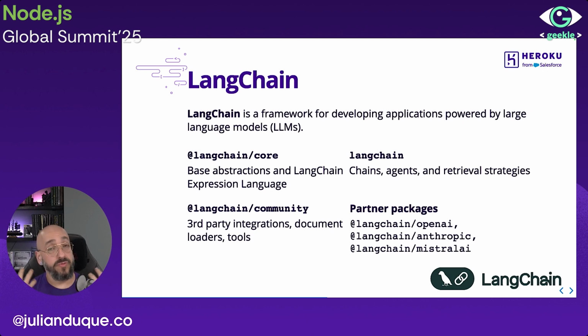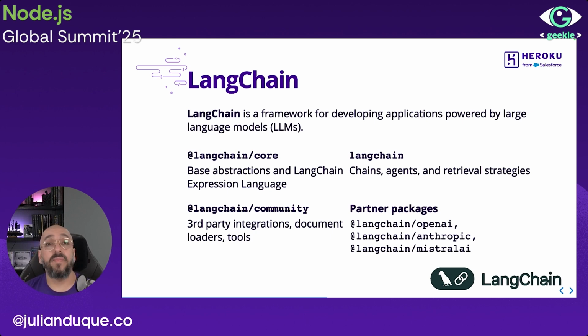The core contains all of the base abstractions that LangChain needs, and something called the LangChain Expression Language, which is a way to write or chain components that we are going to see an example of later. The core LangChain package also contains different chains, agents, and retrieval strategies. There is LangChain Community that has a lot of third-party integrations, for example, document loaders and tools, and we are going to use a couple of those in our examples.